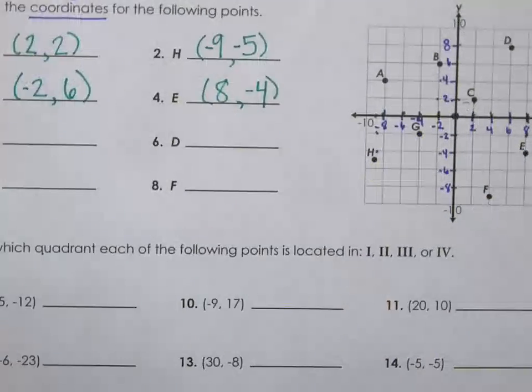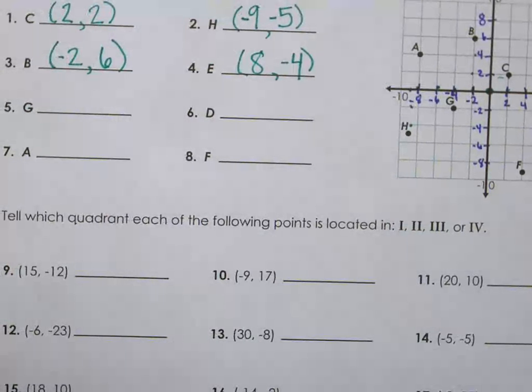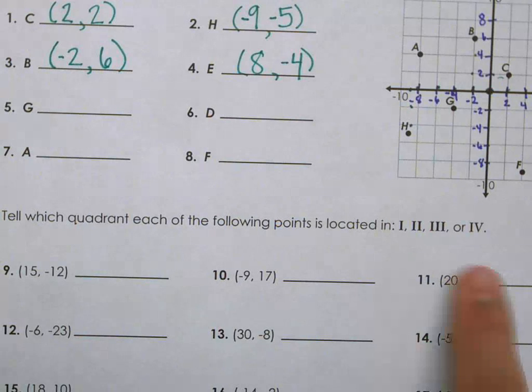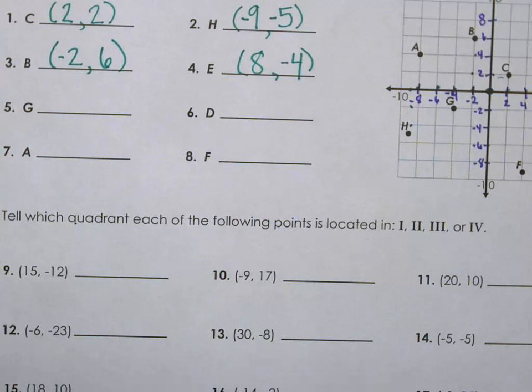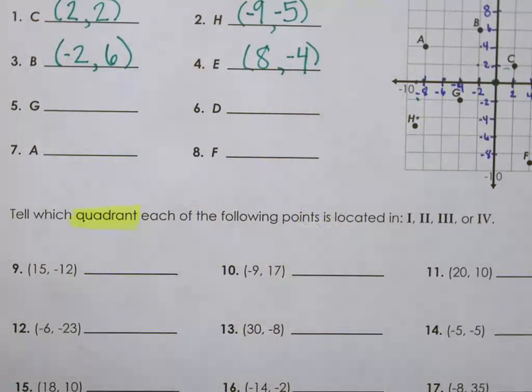Right, we're going to skip on down here to some of these problems, which ask, tell which quadrant each of the following points is located in. And we spoke about this during our lesson today. The quadrants are not written as our normal numbers, like we're used to just writing a 1, 2, 3, and 4. They're using what we call Roman numerals, so they're written a little differently. But we are looking at the quadrant.